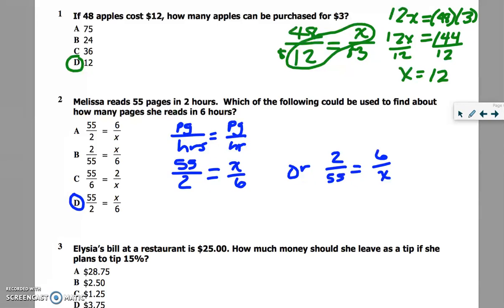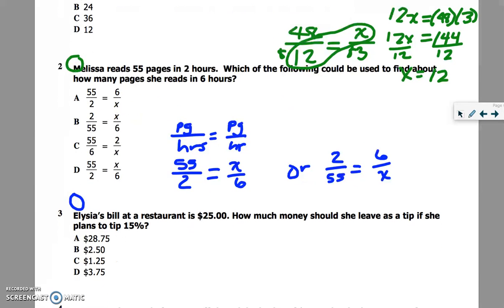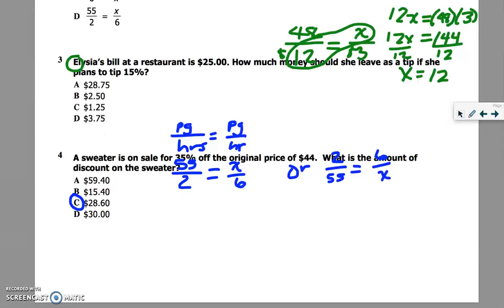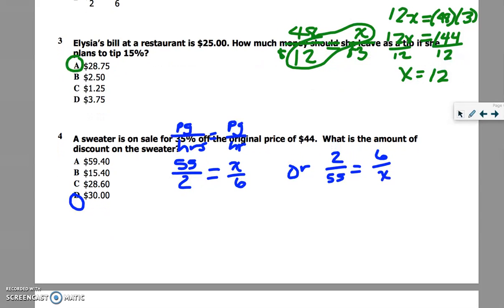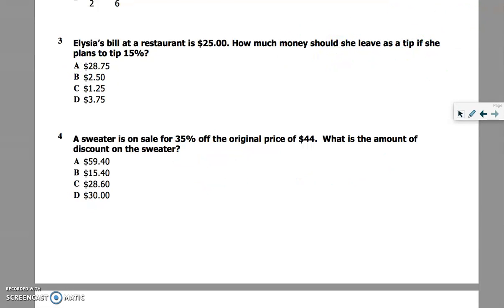Alright, let's keep going and scroll down to number 3, and we'll do 3 and 4 really quickly. My computer's moving slow today, guys. Sorry about that. Okay, so let's continue.